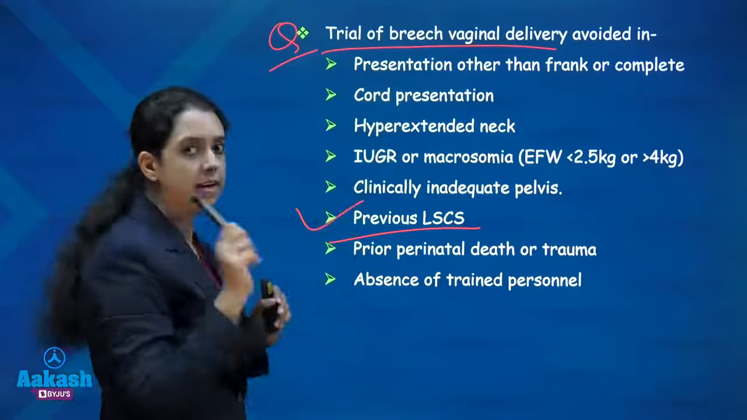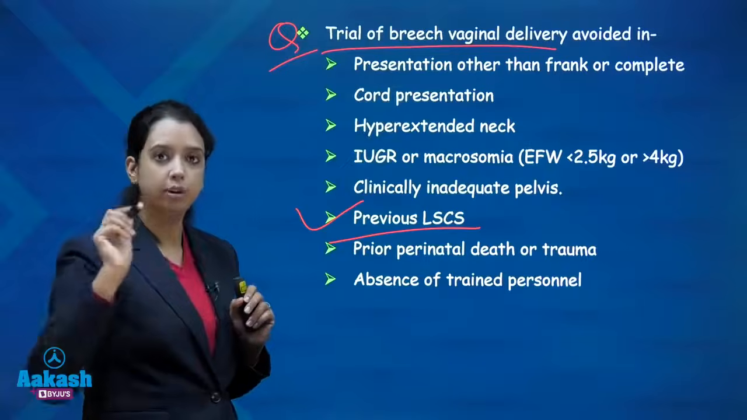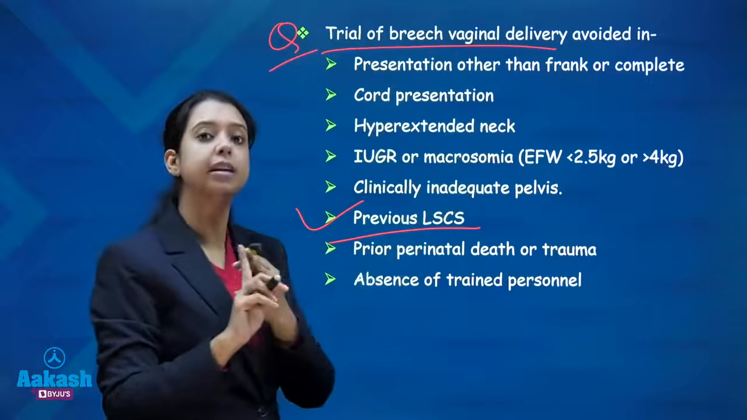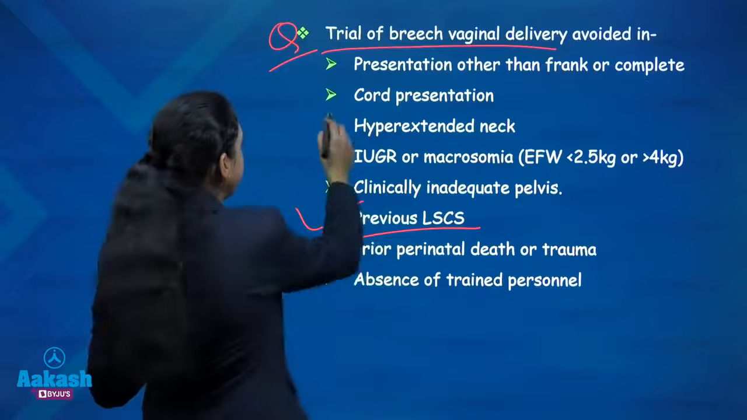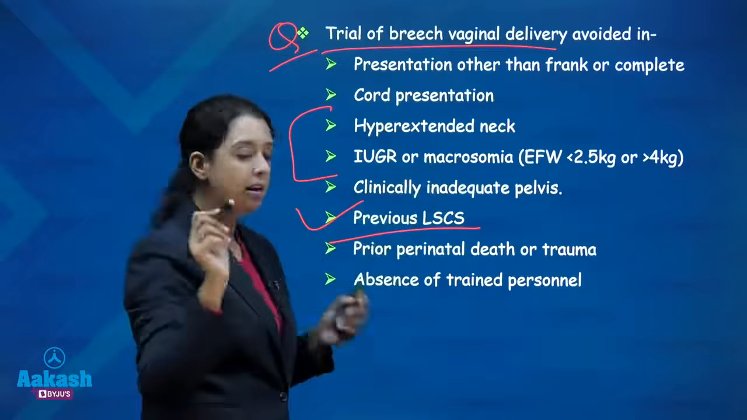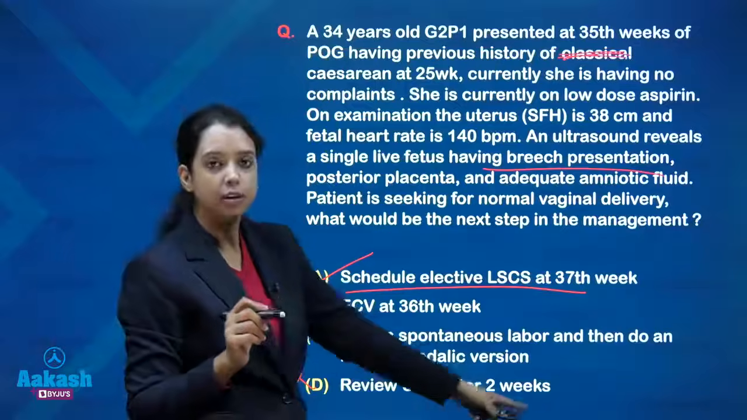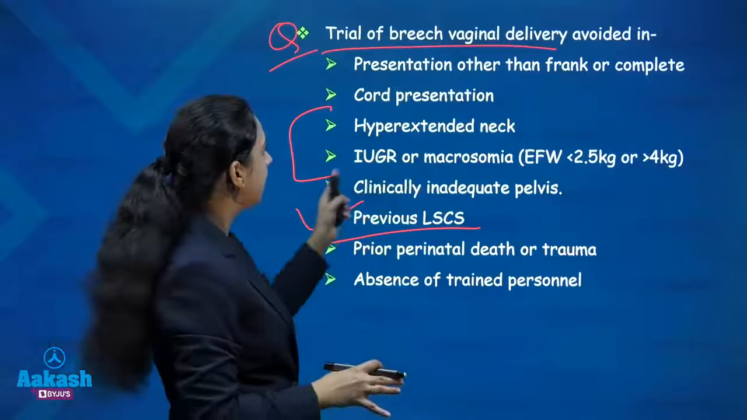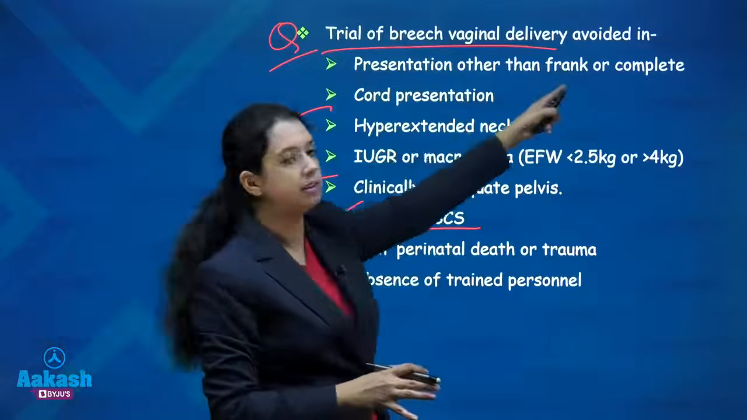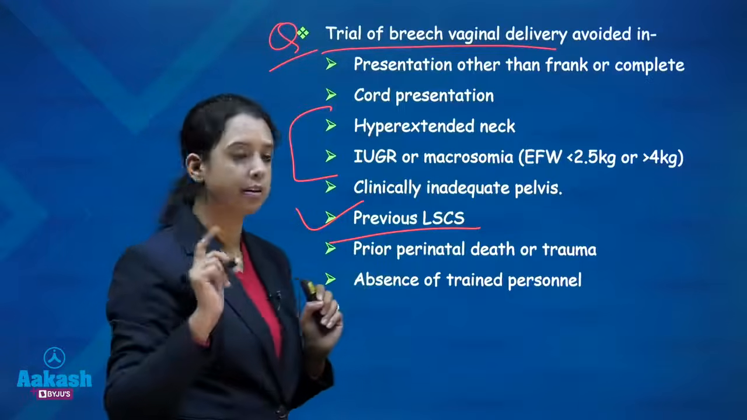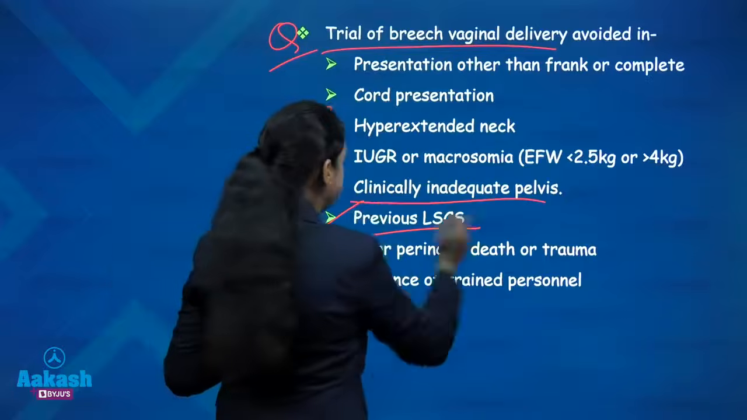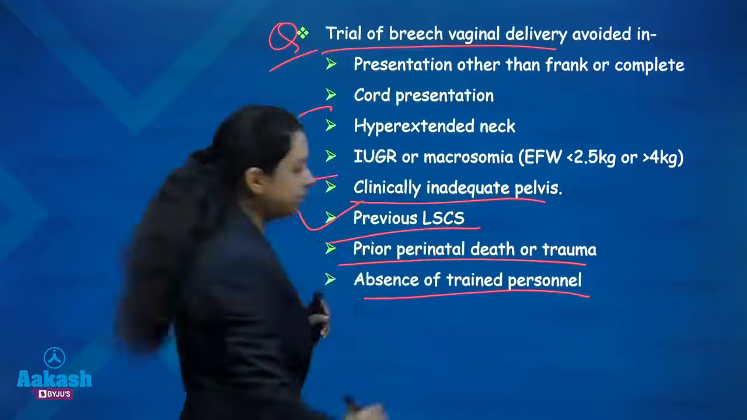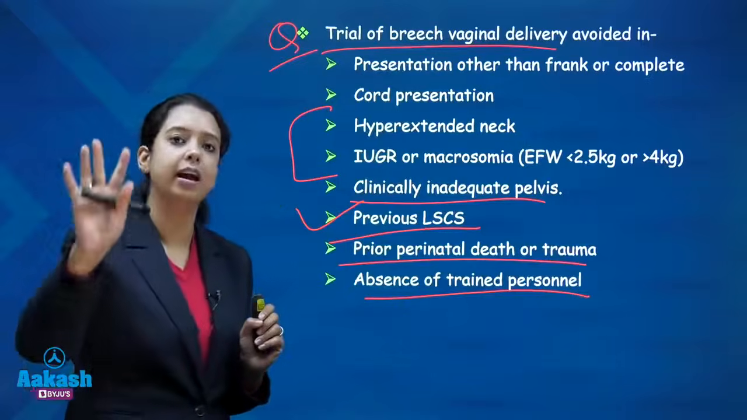Trial of breech vaginal delivery is avoided in footling breech, incomplete breech, in cord presentation, in hyperextended neck, in a heavyweight baby or IUGR baby. That is why you were doing this ultrasound. I told you after ultrasound is done at term to rule out hyperextended neck and IUGR and footling presentation. To rule out these, you will do ultrasound. Clinically inadequate pelvis, prior perinatal death and trauma, and absence of trained personnel. In all these conditions, you will not even try for vaginal.